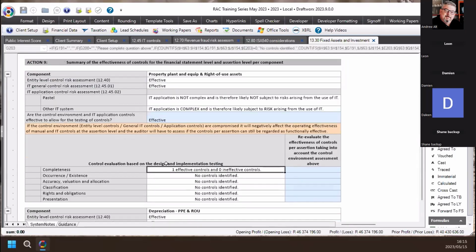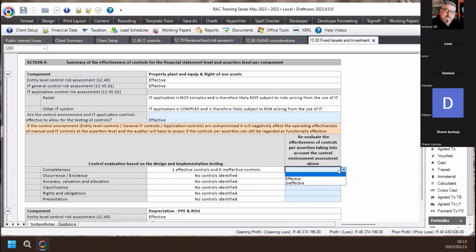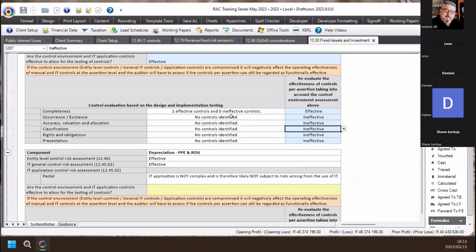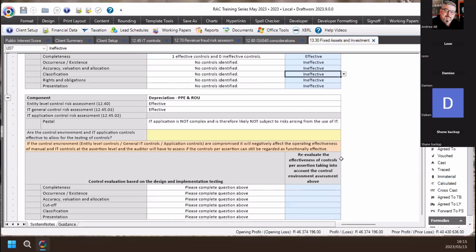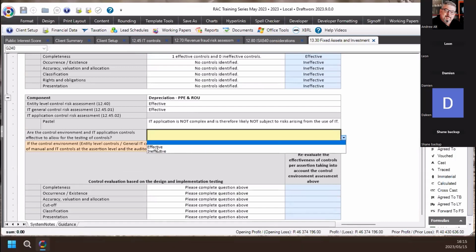It goes and says, okay, I found one effective control and no ineffective controls. It might be that you found 3 controls and one wasn't working; that doesn't mean it's ineffective. And that's why I don't automatically give a final conclusion on effectiveness or not. You just need to go and say if that control ultimately is concluded on as effective or not for each assertion of each component. And the same applies now to depreciation. Okay, I'm just going to say here effective.